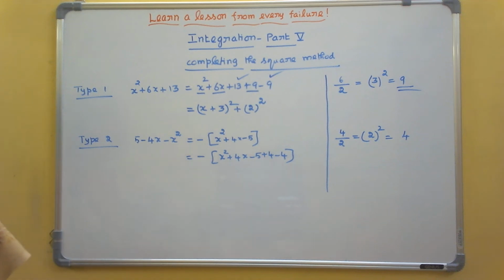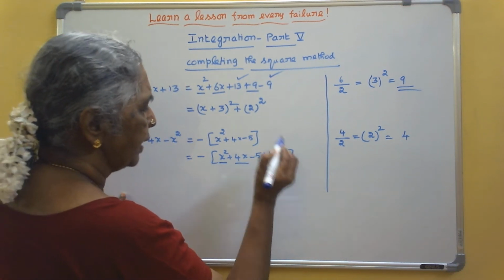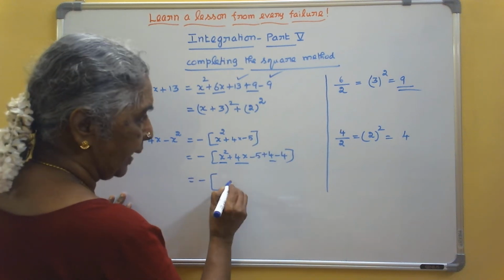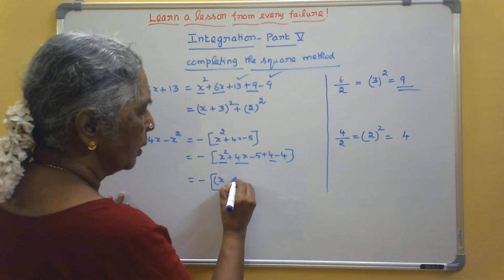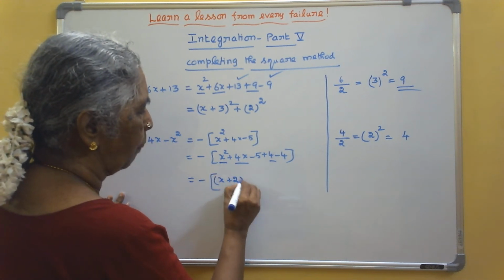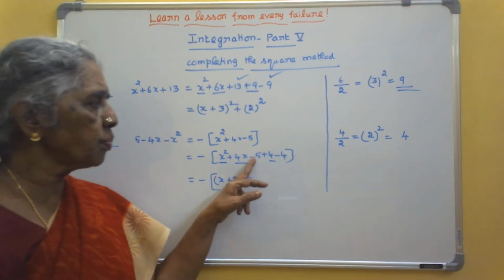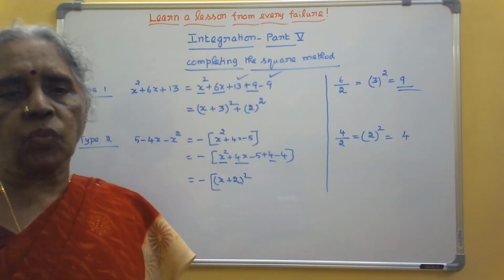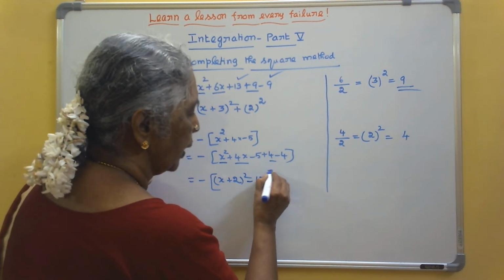Now, as you have done there, take this term and the positive one. So, minus x squared, the square root is x. 4, the square root is 4. This is plus, so plus. X plus 2, the whole square. The number terms minus 4, minus 5, minus 4 is minus 9. So, I will get minus 3 square.